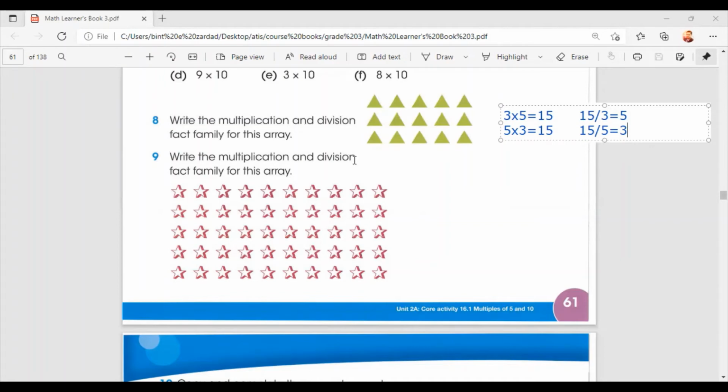Write the multiplication and division fact family. It is the same for question number 8 and 9, the same process you are using. In this question we have 1 2 3 4 5 6 7 8 9 10. So one number is 10, the second number is 5, and the third number is 50. So we use these 3 numbers and make the fact family.